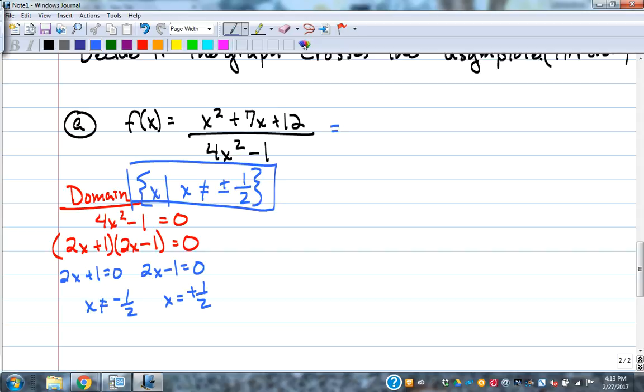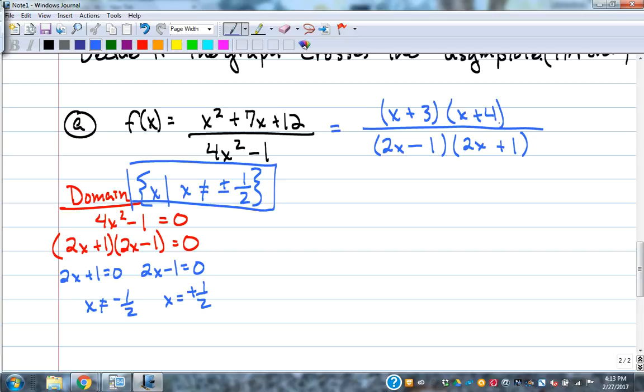So what we're going to be looking at here is the factored form. I've already factored the denominator, 2x plus 1, 2x minus 1. The numerator, does it factor? Yeah, it does. It's x plus 3, x plus 4. I want to look at that factored form because right after I find the domain, I want to try to simplify that fraction if at all possible. Do any of these factors cancel? None of them match, so they don't cancel. So there's nothing that simplifies on this one. Sometimes there will be, sometimes there won't be. There's just not on this one.